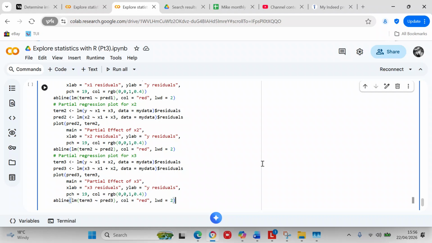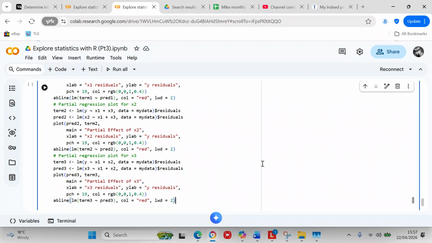So term3 becomes lm(y ~ x1 + x2, data = mydata)$residuals. pred3 becomes lm(x3 ~ x1 + x2, data = mydata)$residuals. plot(pred3, term3). main, which is your title, is "Partial effect of x3". xlab, which is the label on the x-axis, is "x3 residuals". ylab, which is the label on the y-axis, is "y residuals".